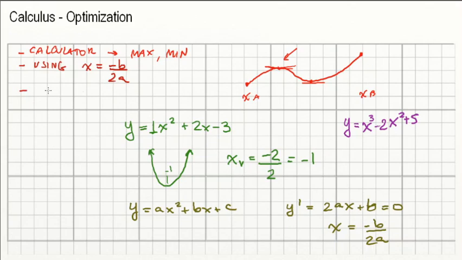Now the third method, that's quite expected, it's using calculus. So by using calculus, we can also find maximums and minimums. And let's take a better look at this last option now.